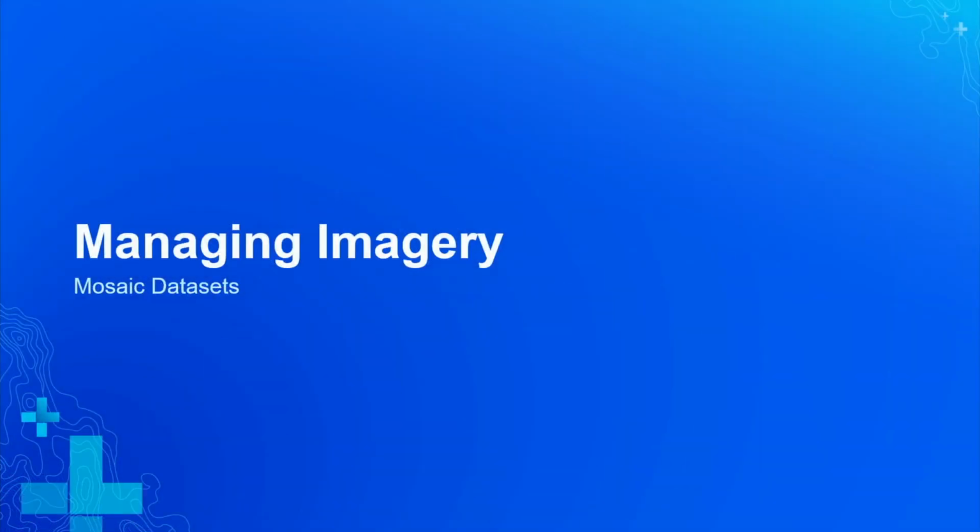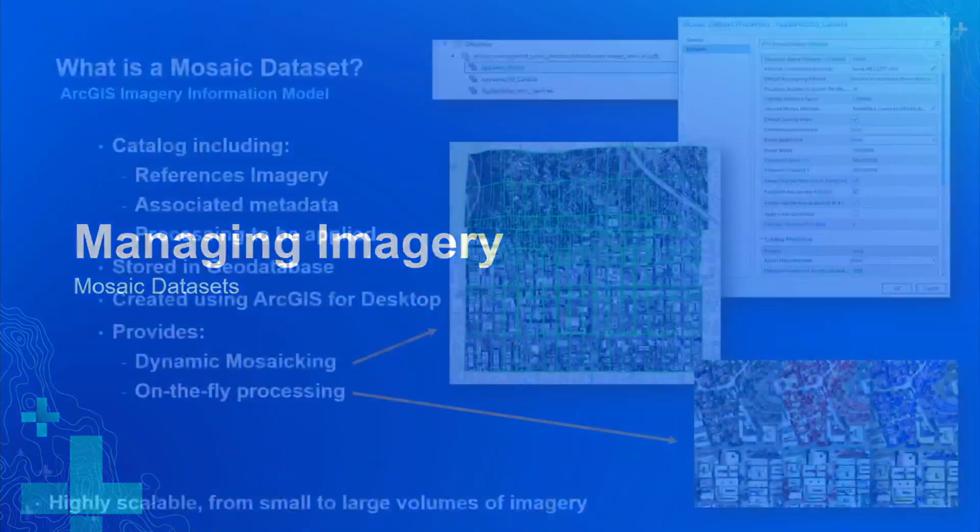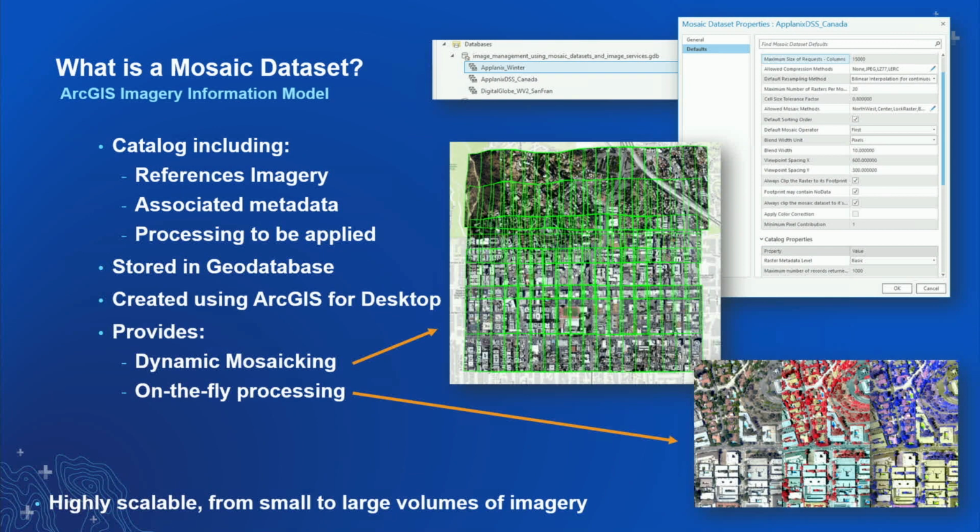So you've got all these different raster formats from many, many different sensors and all these different compression types. Well, how do you manage all of that? You do it using the Mosaic dataset. The Mosaic dataset is basically a catalog. It is a catalog that has an unbelievable amount of functionality attached to it.